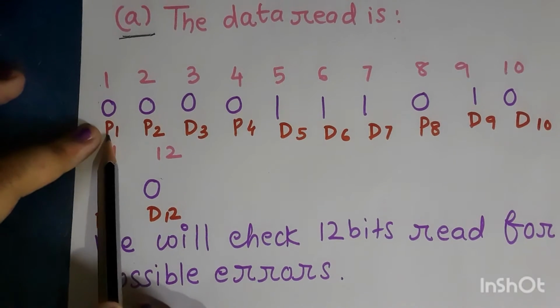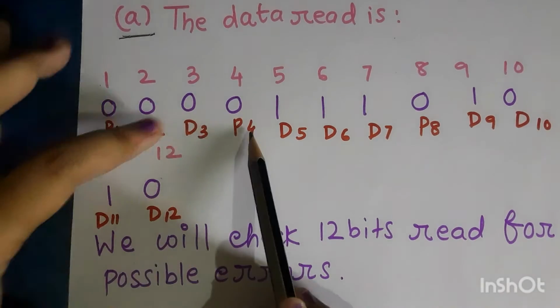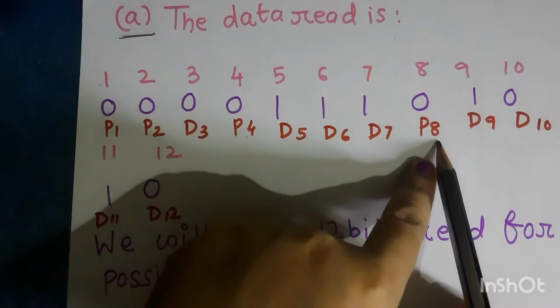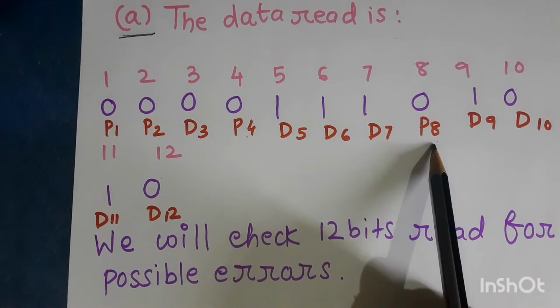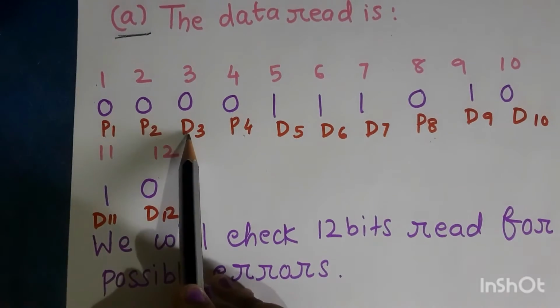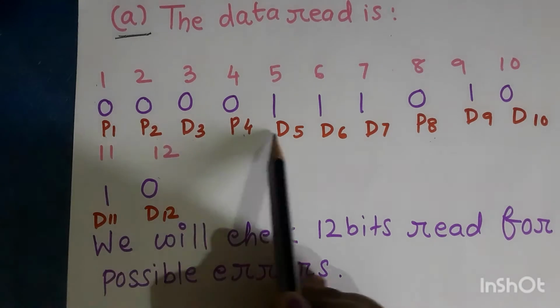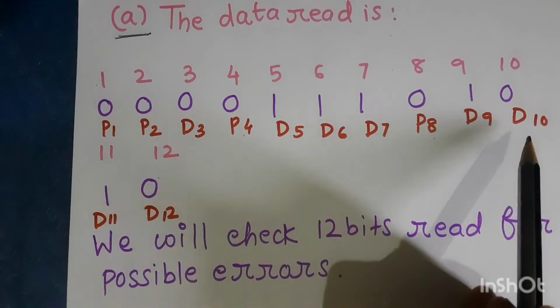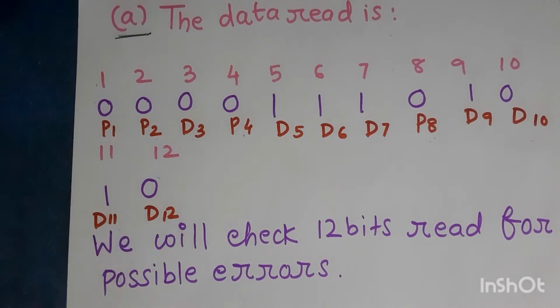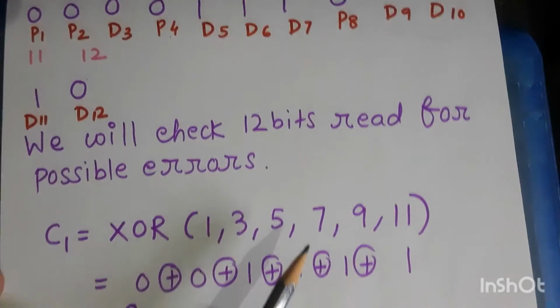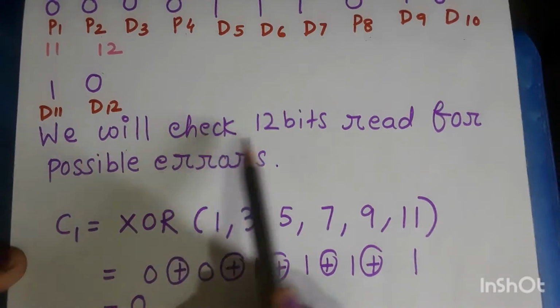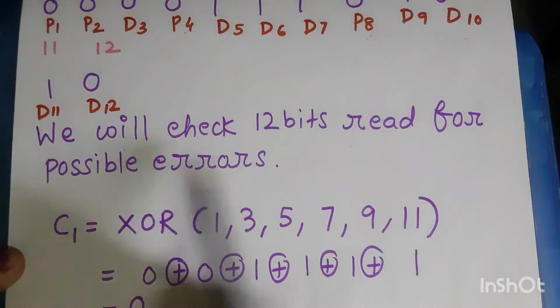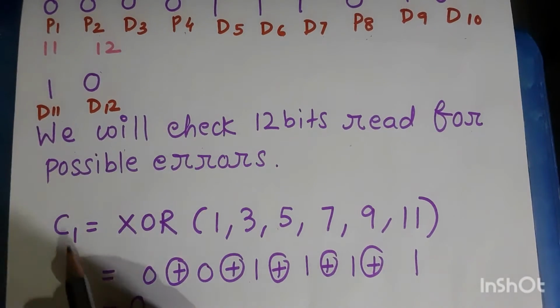This one is P1, this is P2, this is P4, this is P8. These are all parity bits. Other than that, we have the data bits, that is D3, D5, D6, D7, D9, D10, D11 and D12. We will check the 12 bits read for possible errors.